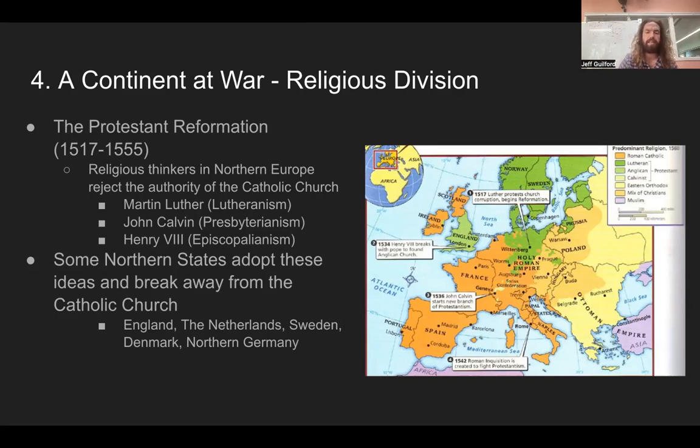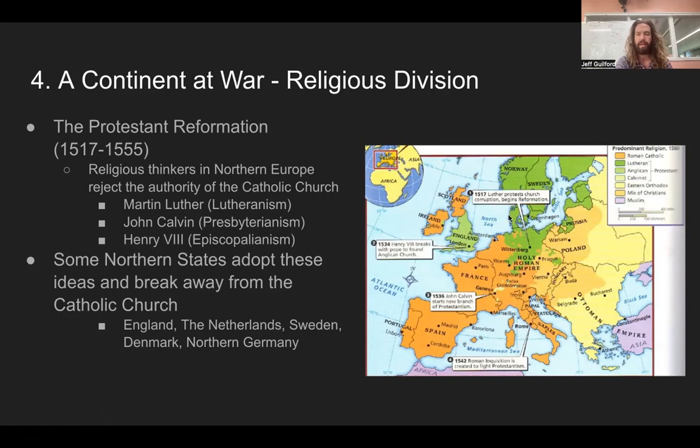Now, the reason that this is a big deal is that these ideas become so popular that a whole bunch of different Northern European states adopt these ideas as their official religion. So basically, they reject the Catholic Church and they instead start their own versions of Christianity. This happens in a variety of places, but mostly in some of the smaller minor powers in Northern Europe, including England, the Netherlands, Sweden, Denmark, and Northern Germany. These ideas will then travel with Northern European empires into North America.